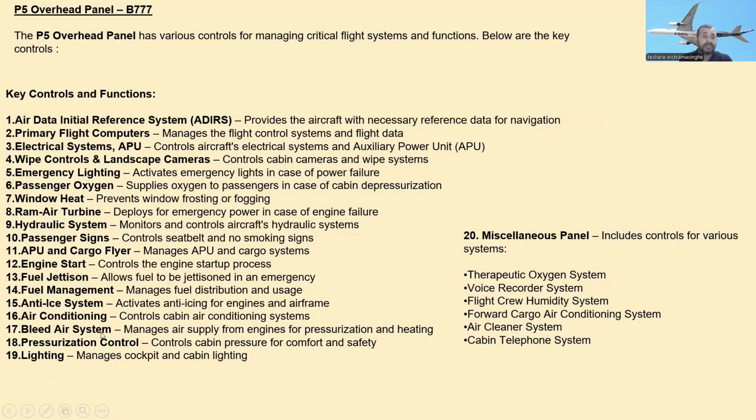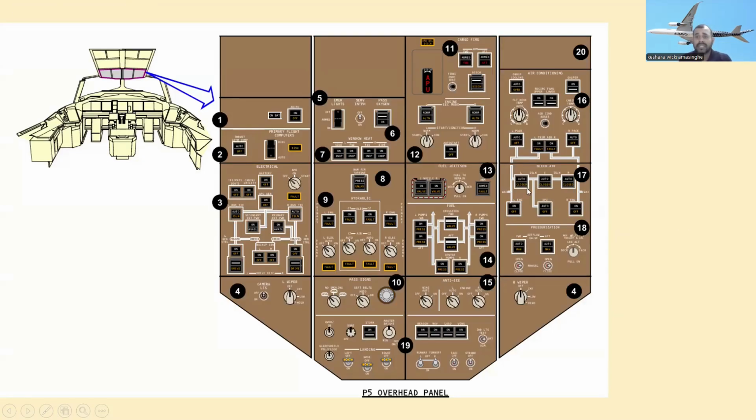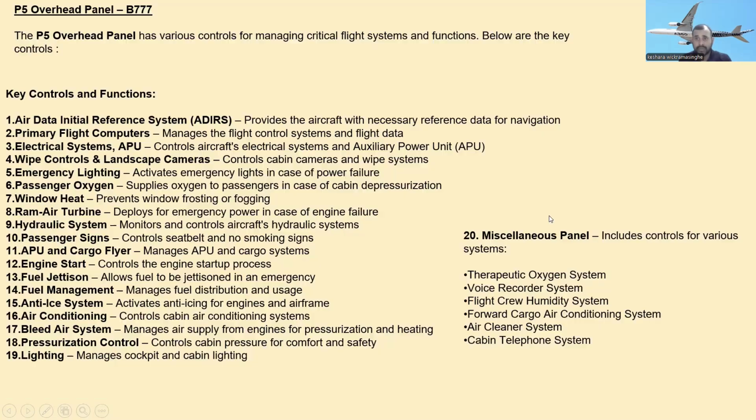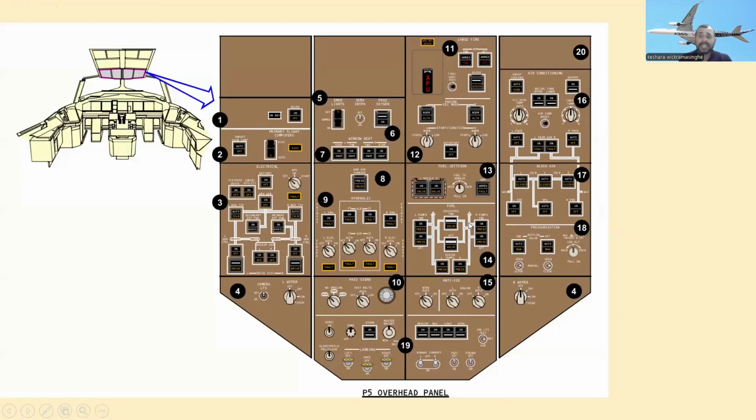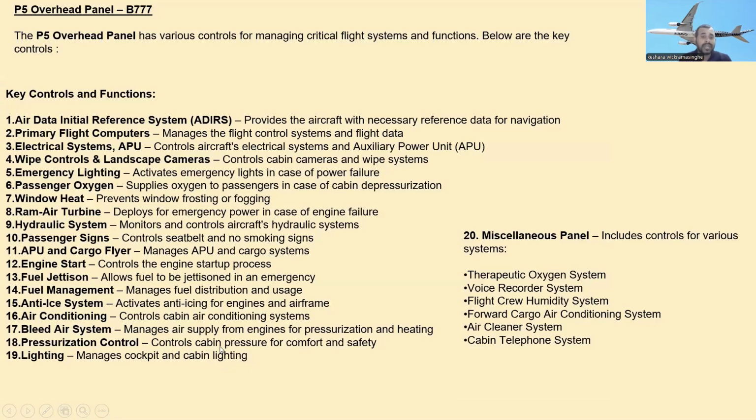And number 17, bleed air system. This is used for the bleed air system. It manages air supply from the engines for pressurization and heating. And number 18, pressurization control. This section controls cabin pressure for comfort and safety.